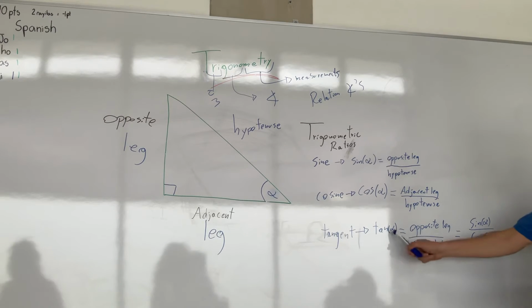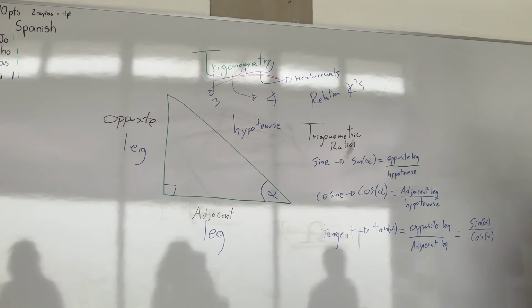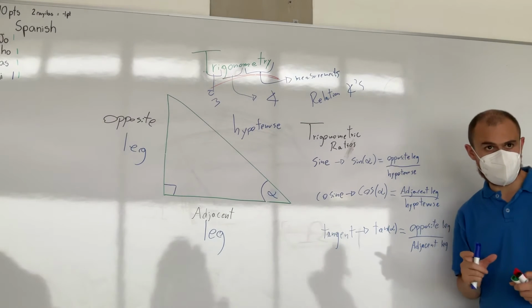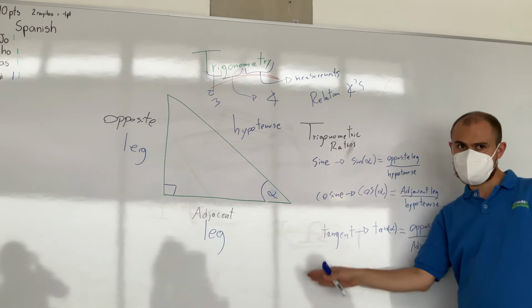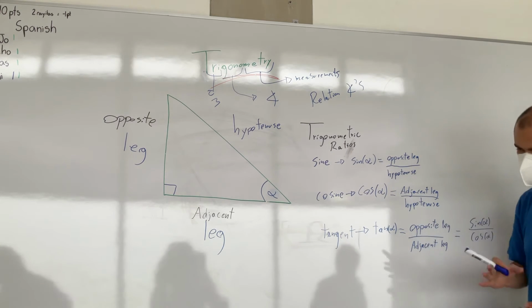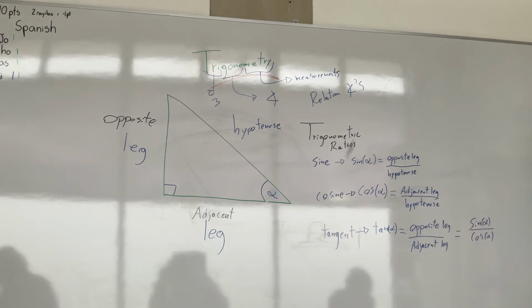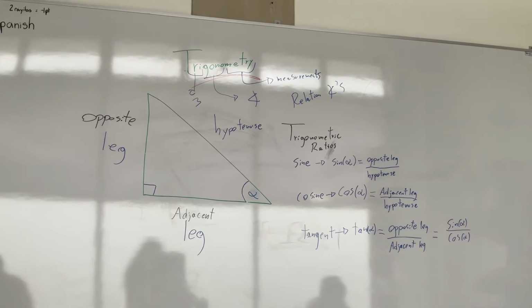On the calculator, you're not going to put alpha, you're going to put the value of your angle. Remember, alpha here represents any angle. Okay? These are the basic formulas. You cannot erase anything. Just go ahead and make sure to copy that.